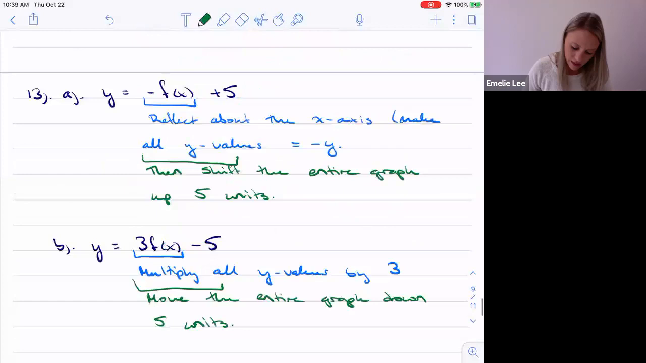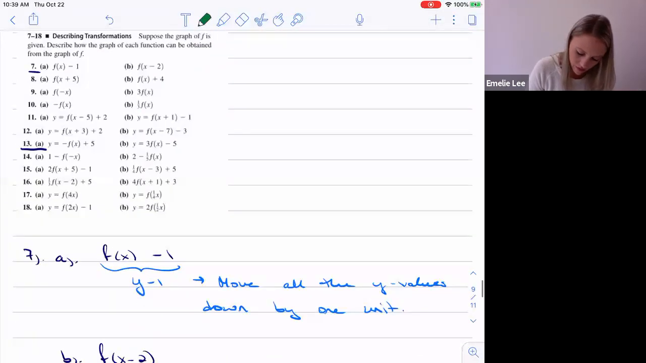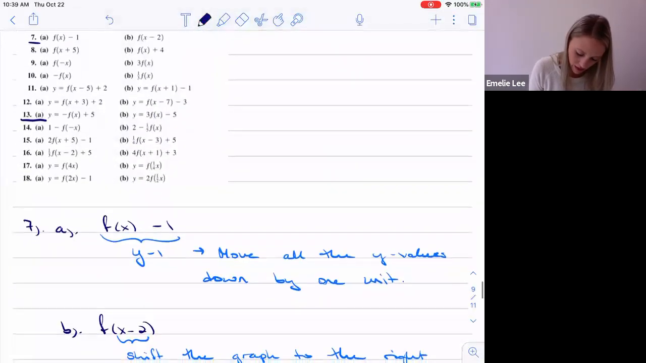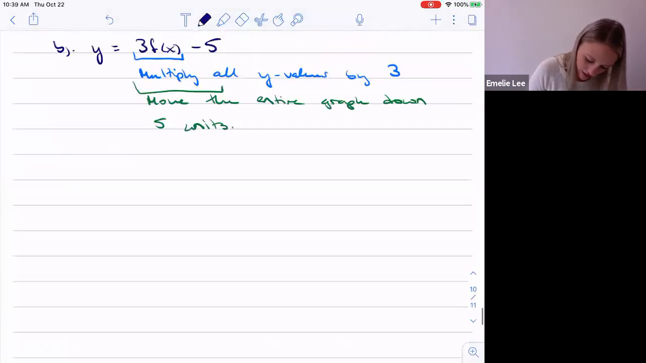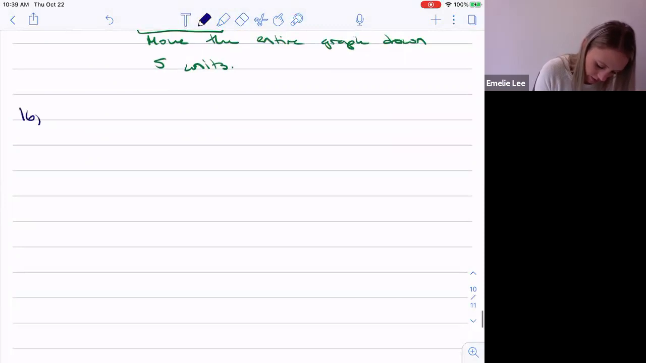What if we did, let's have a look at 16a. And then probably 18a, right? I'm not gonna do b, I'm just gonna do 16a because they're very similar, right? So we've seen enough of those. 16a is 1 over 3 f of x minus 2 plus 5.